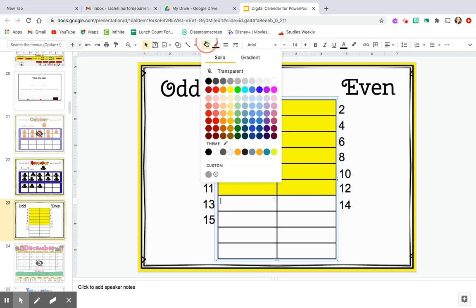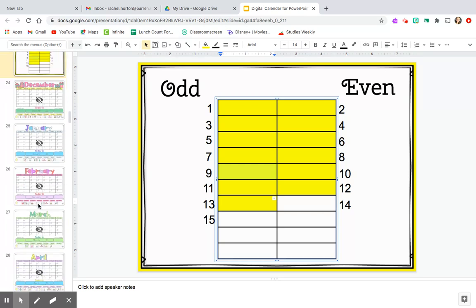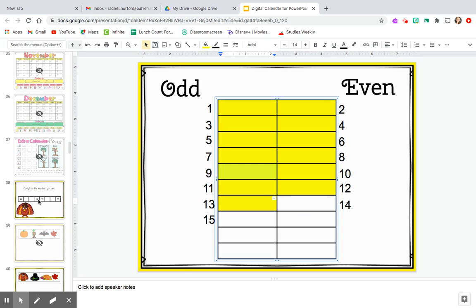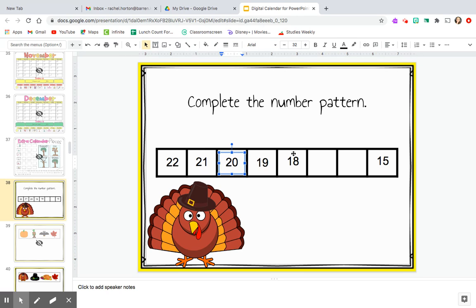Let's shade in our number here. Now this is 13. 13 does not have a partner, so that means the number 13 is an odd number. An odd number. Let's complete our number pattern. Remember, this isn't going to be a pattern for a little bit. We're still practicing counting backwards. So 22, then 21, 20, 19, 18, 17, 16, 15.